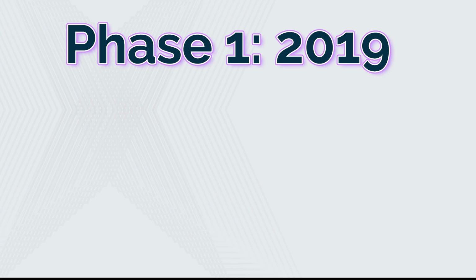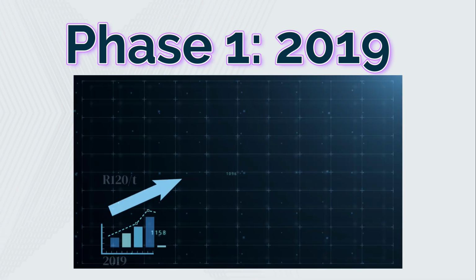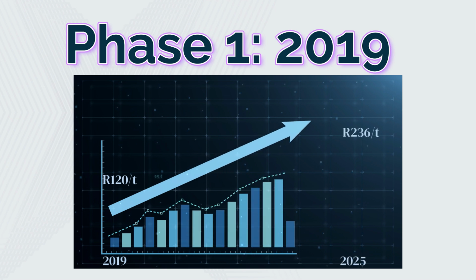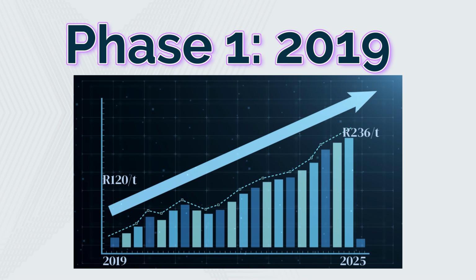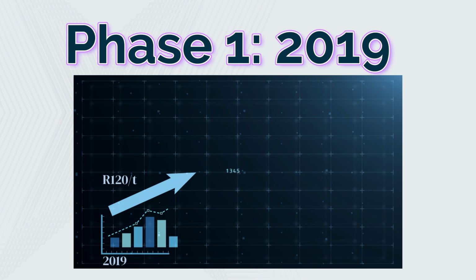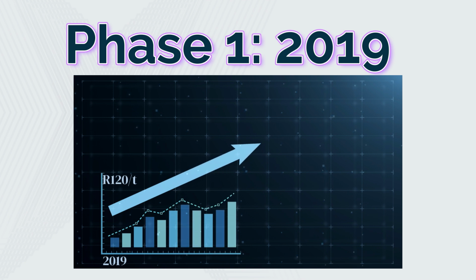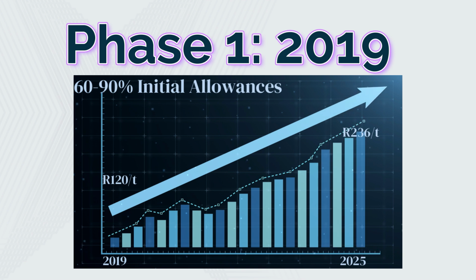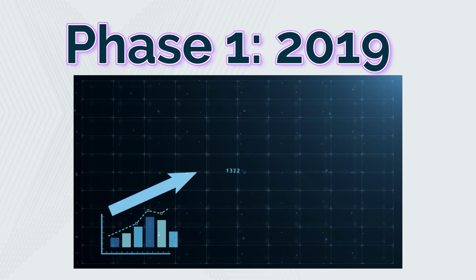Phase 1 started in 2019 at 120 Rand per ton of CO2 equivalent, rising each year to 236 Rand per ton in 2025. But, and this is important, companies don't pay for every ton they emit yet. Large tax-free allowances from 60% up to 95% give industries time to adapt to this change.